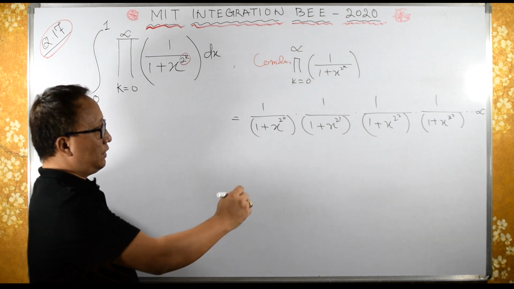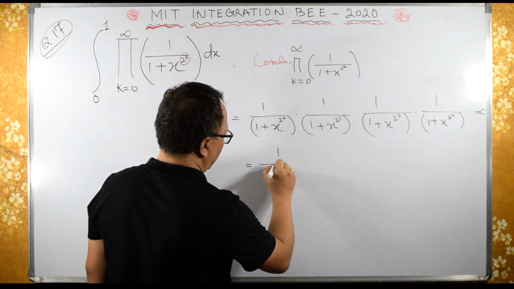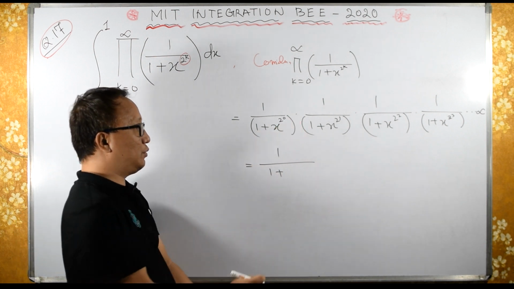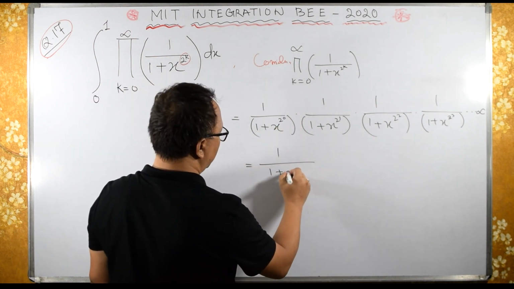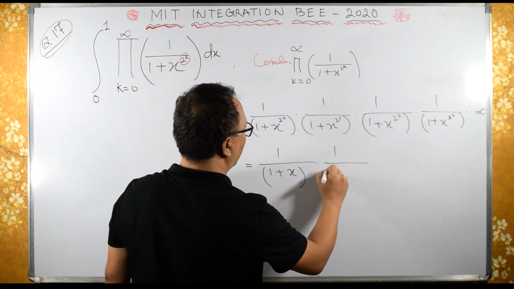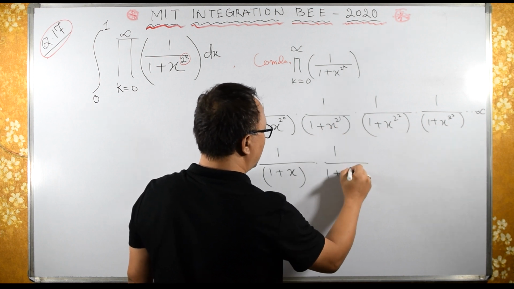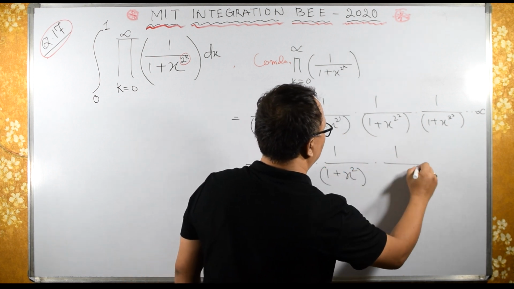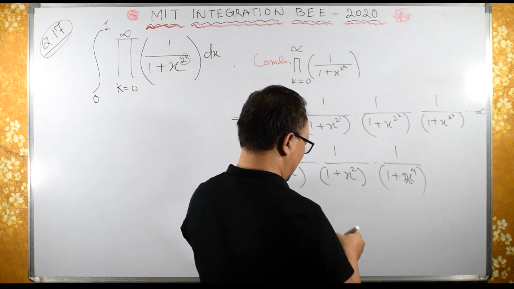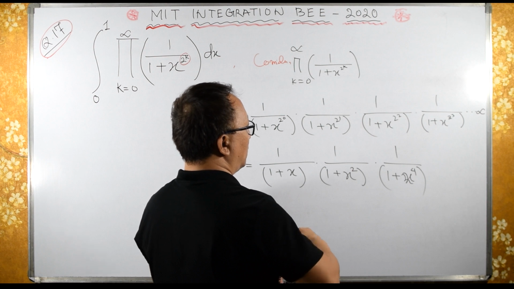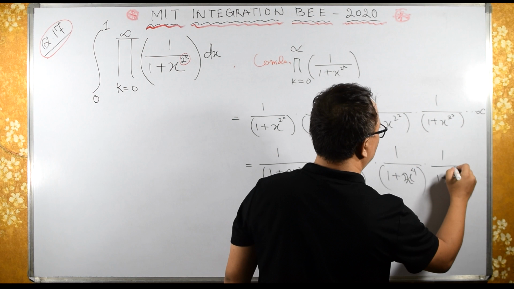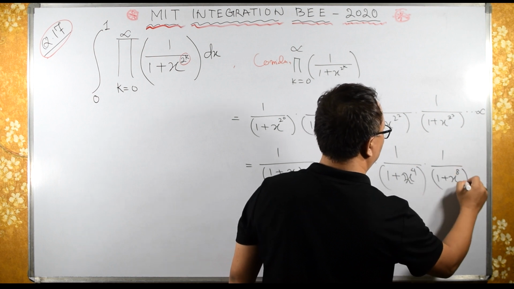Okay, so what is this? Here, 2 raised to 0 is 1, so I can say this is 1 plus x. Then into 1 upon 1 plus x squared, since 2 raised to 1 is 2, and then 1 plus x raised to 4, and similarly here we have 1 plus x raised to 8 and so on.